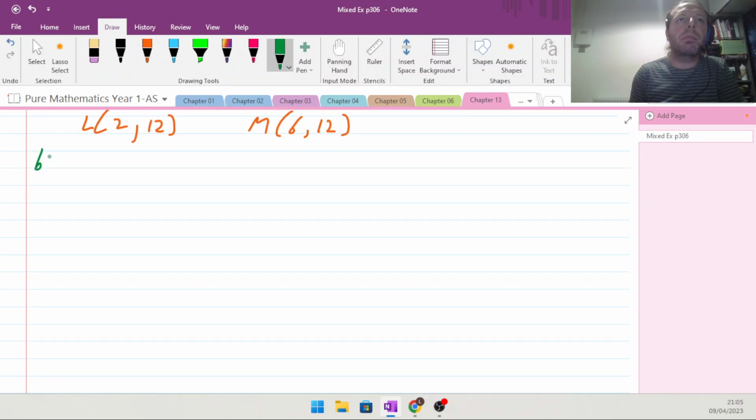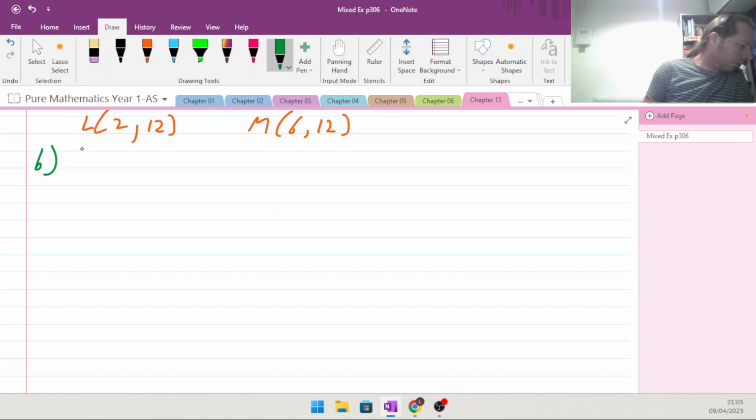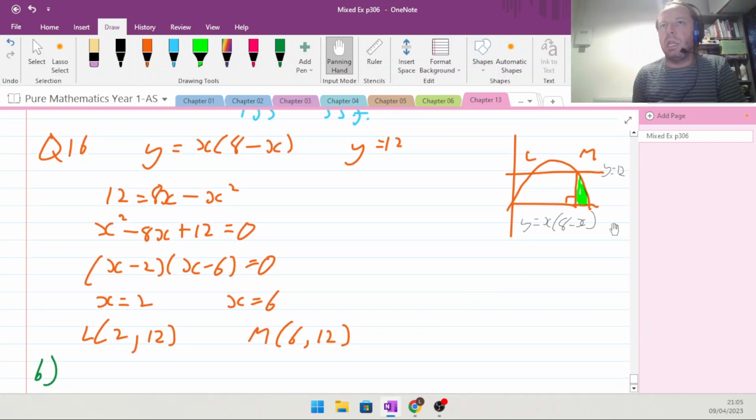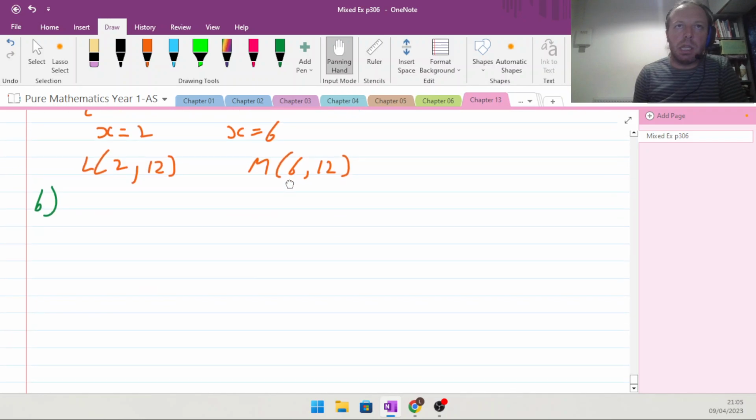Okay, part B. Let's have a look. Given that N is the foot of the perpendicular from M on the x-axis, work out the shaded area bounded by N, M, and the curve C. Basically, to find the green shaded area, now that we know x is equal to 6, we are literally finding the area underneath this graph.